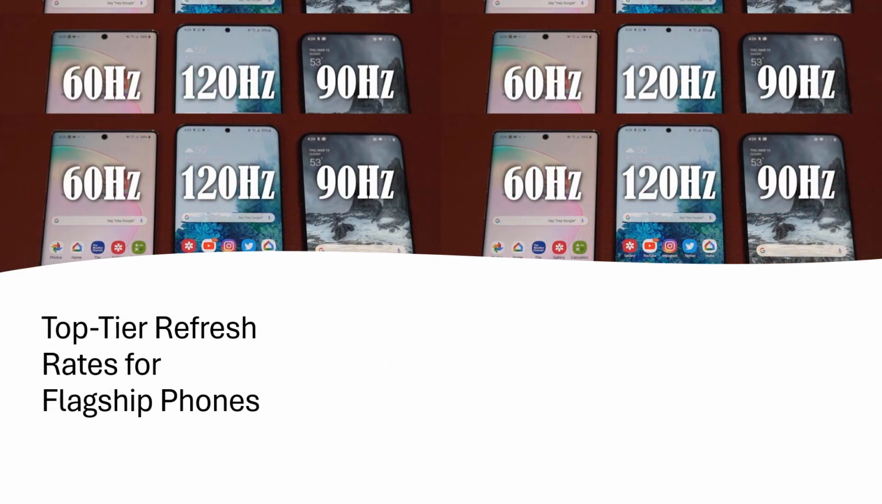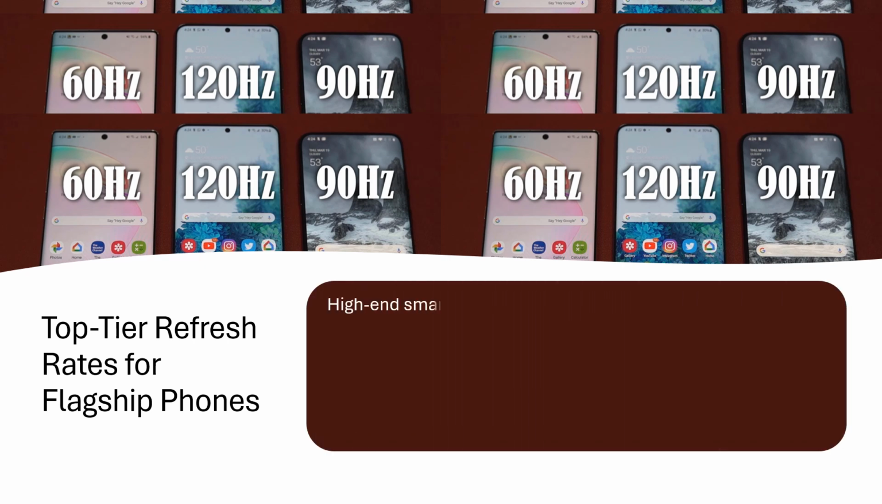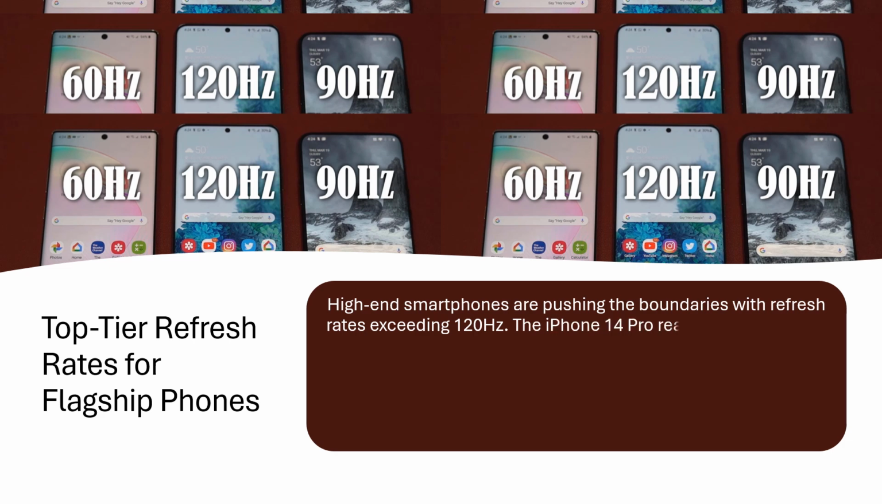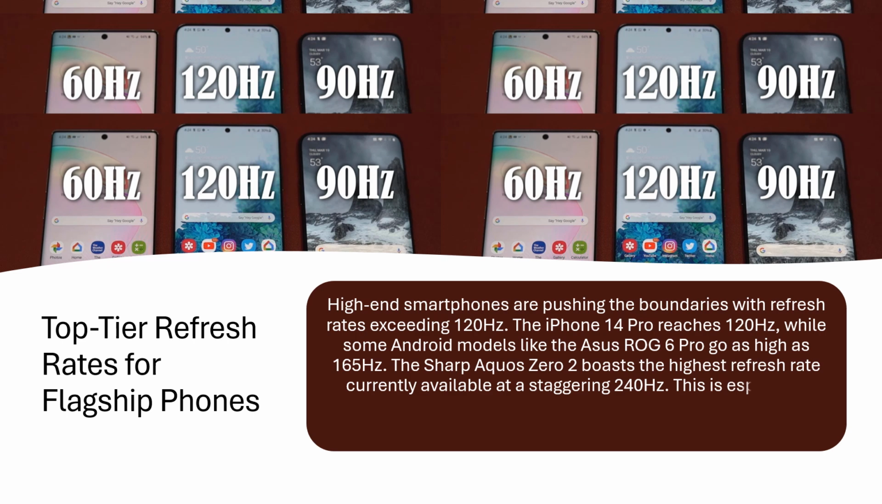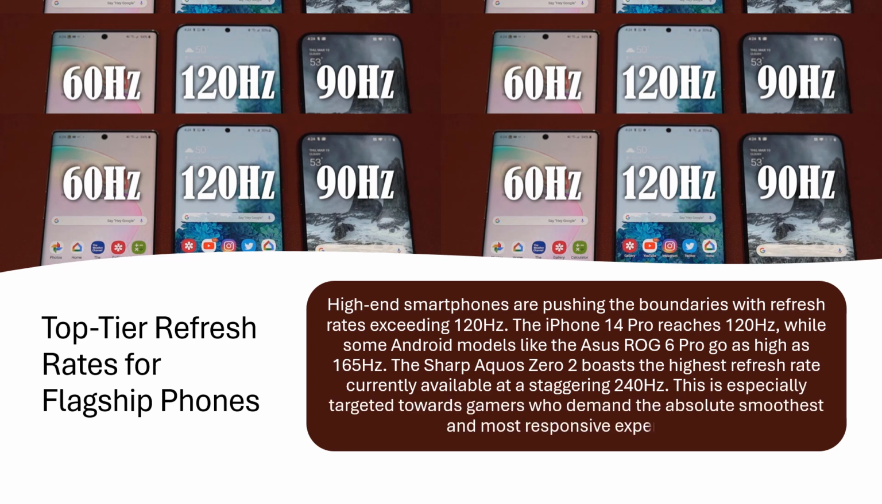Top-tier refresh rates for flagship phones. High-end smartphones are pushing the boundaries with refresh rates exceeding 120 Hz. The iPhone 14 Pro reaches 120 Hz, while some Android models like the Asus ROG 6 Pro go as high as 165 Hz. The Sharp Aquos 02 boasts the highest refresh rate currently available at a staggering 240 Hz. This is especially targeted towards gamers who demand the absolute smoothest and most responsive experience.